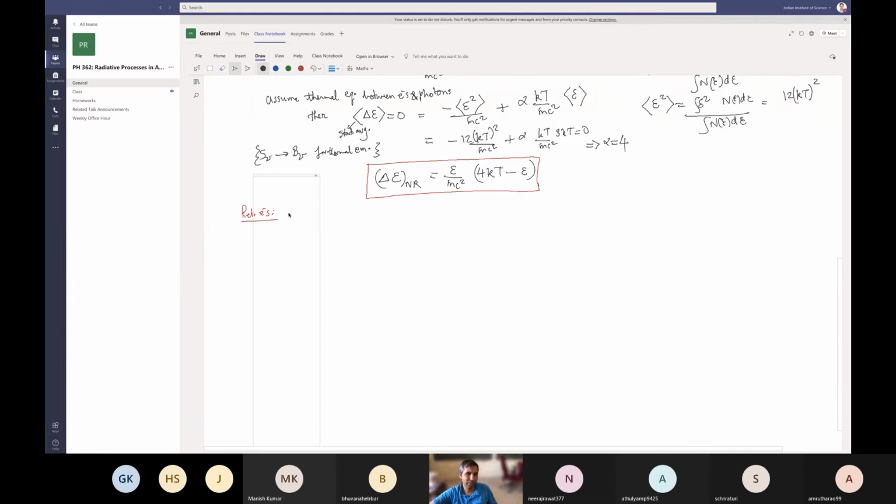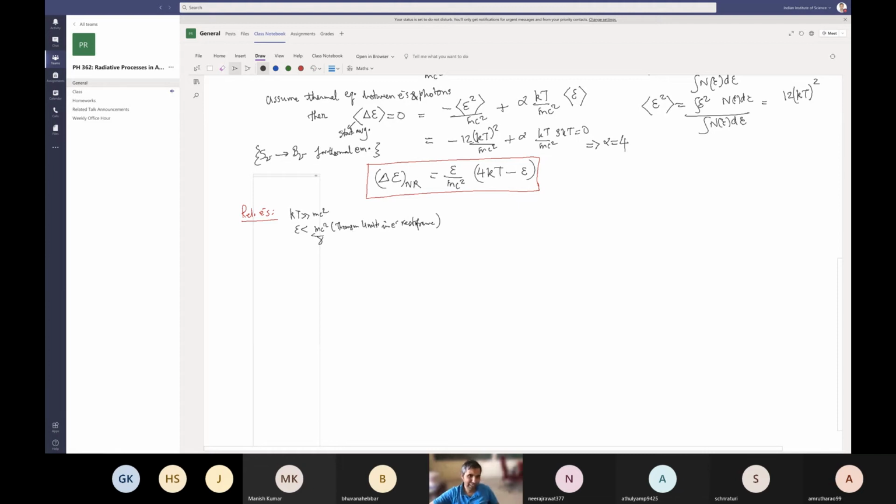If you have relativistic electrons, that means kT is much bigger than mc squared, but we are assuming that epsilon is less than mc squared by gamma, because we are assuming the Thomson limit in the electron rest frame. So what happens in this case?